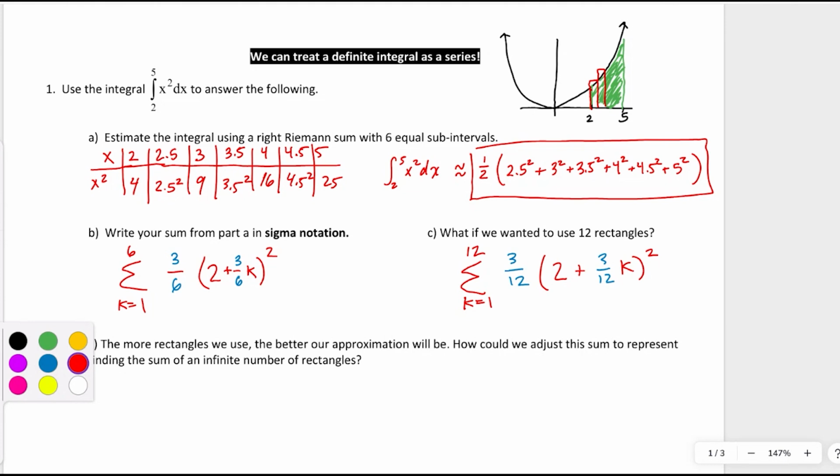Now I want to point out where one other thing is coming from here. The 2. Notice the 2 is the same. This number is what we're starting at. So whatever the lower bound is, that's the number that should be right here. This is going to be your setup for pretty much all of these, okay? The only difference is if you've got something else going on with your function, say it was sine x, instead of being this number squared, it would be the sine of that number.